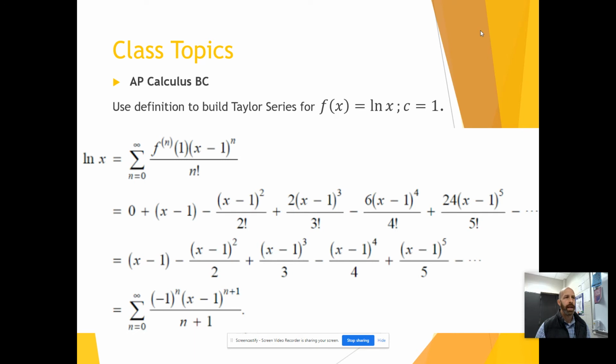And then using the definition for our Taylor series, build the following series, which would be the sum from n equals 0 to infinity of negative 1 to the n, times quantity x minus 1 to the n plus 1, over n plus 1.